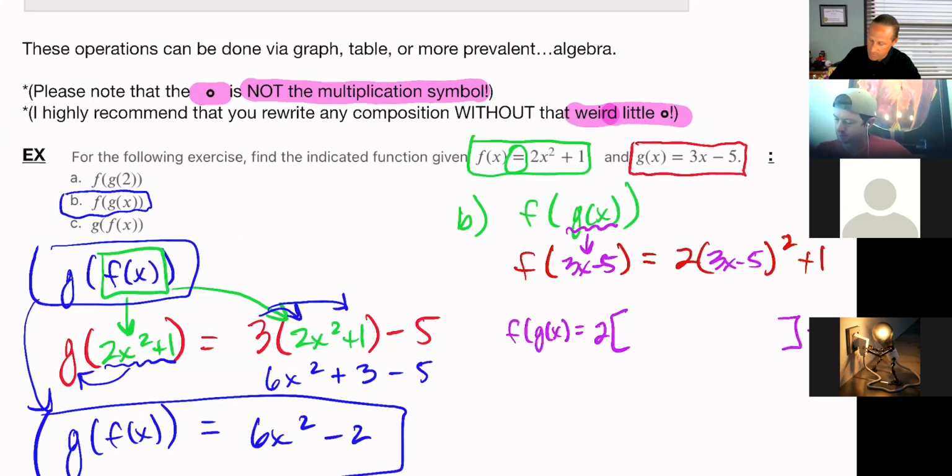So if you need to go off to the side and do 3x minus 5 times 3x minus 5, go for it. I've been doing math for quite some time, I'm pretty good at it. I know that that's going to give me my 9x squared, it's going to give me my positive 25 at the end, but to get that middle, I'm going to have negative 15x twice. So that's going to give me negative 30x.